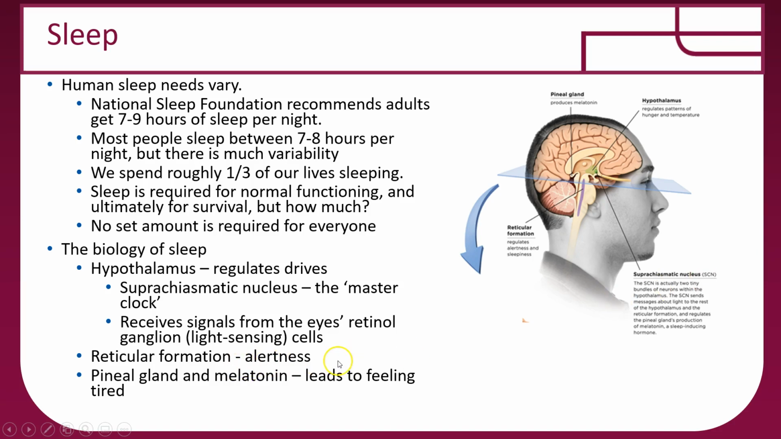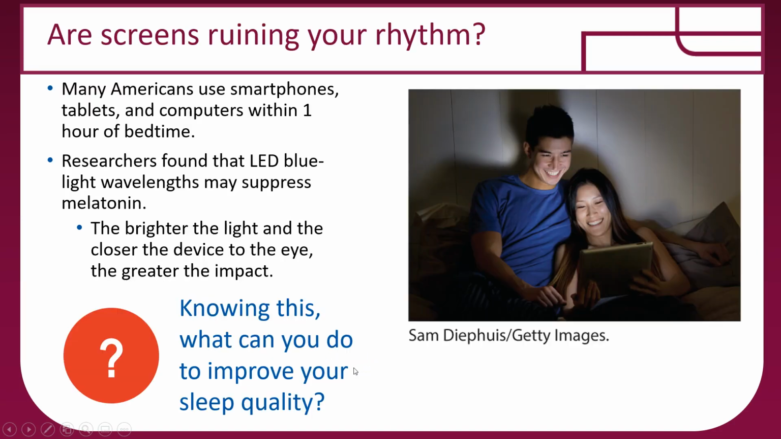The reticular formation is important for alertness and keeping us awake. And then the pineal gland, which is here, produces melatonin, which helps us to get sleepy. Melatonin is a chemical that helps us get sleepy and kind of starts our sleep cycle. In fact, you can purchase melatonin at health food stores and things like that as a sleep aid, and it's basically the idea of getting you sleepy.